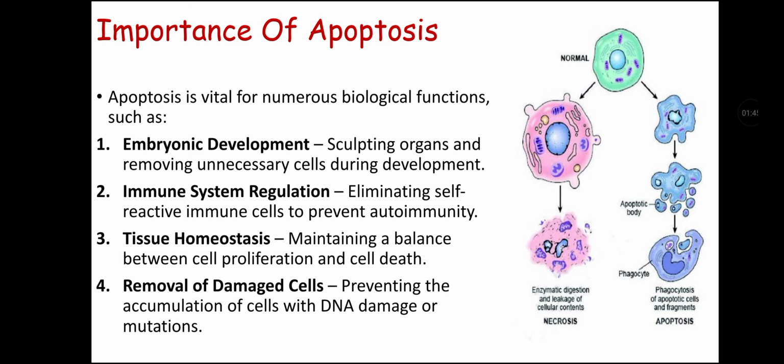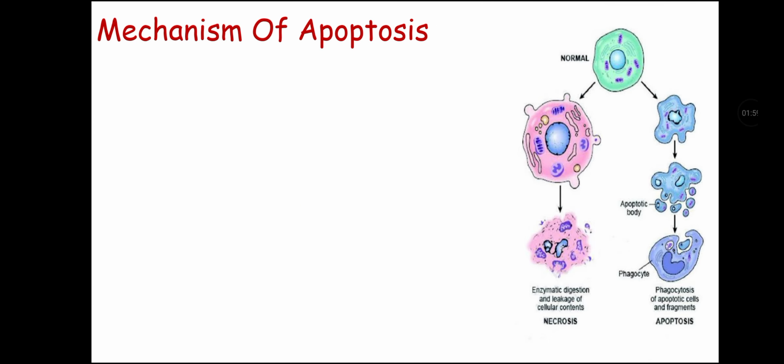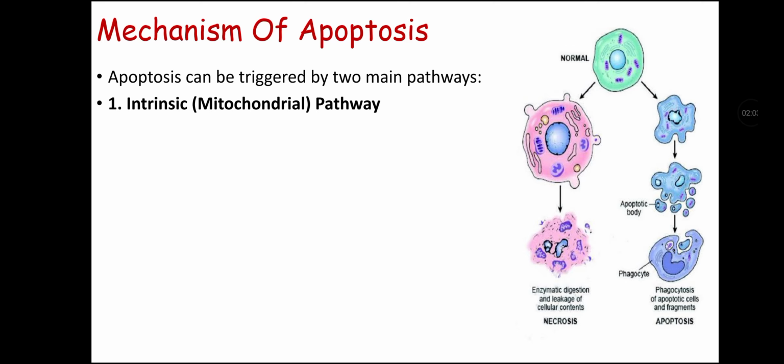Next importance is removal of damaged cells, as preventing the accumulation of cells with DNA damage or mutation is important for reducing the chances of cancer, carcinoma or sarcoma. Mechanism of apoptosis. Apoptosis can be triggered by two main pathways.